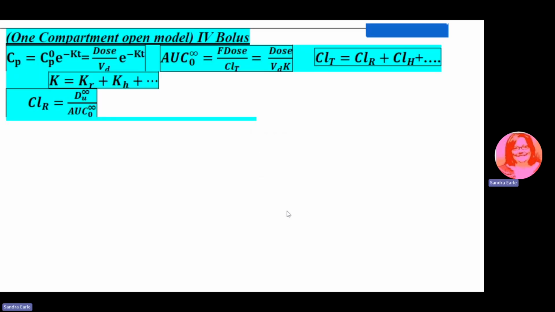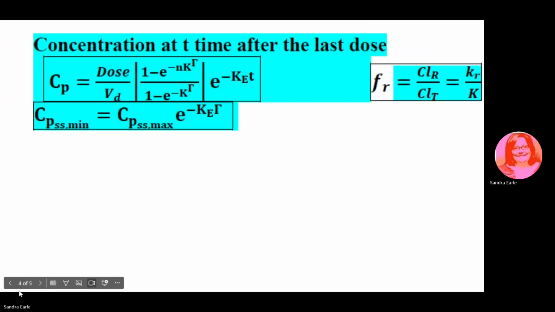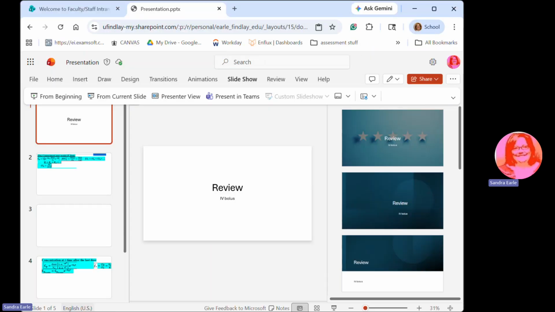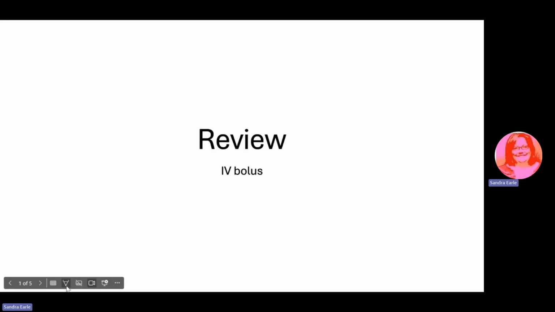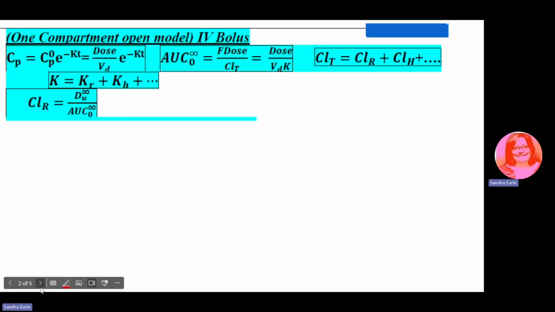Okay, so I'm going to start with the IV bolus since this is the simplest situation that we can have. Whoopsie, let me just back up. See if I can write here. No, that's not what I want to do. I need to be able to draw. Okay. That's what I need. Sorry about that. This is like the third time I've made this to try to make this work. So hopefully it'll work this time.